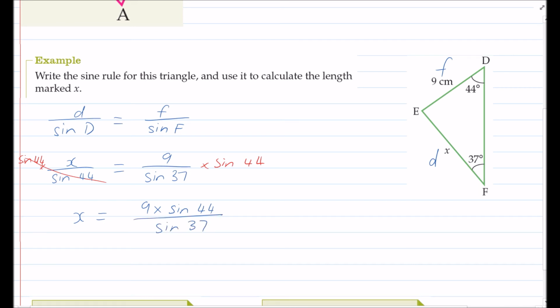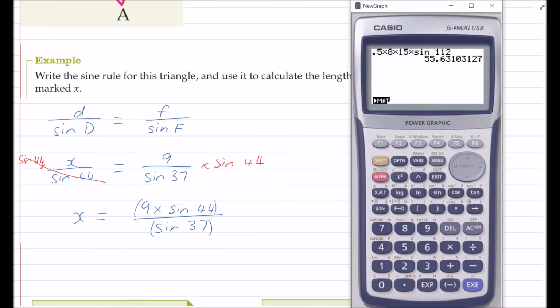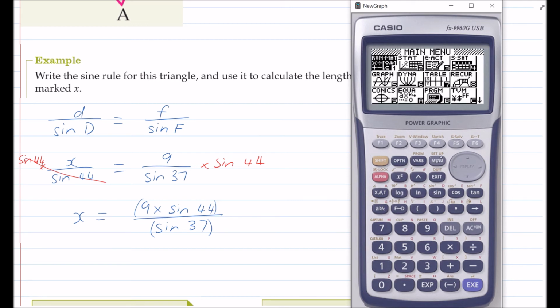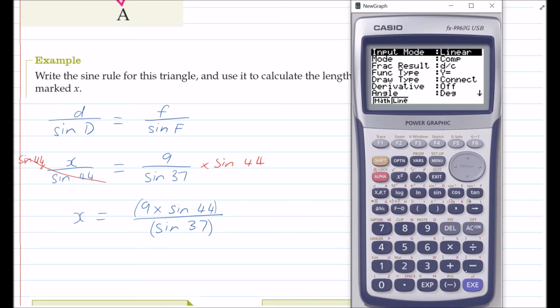Now for the purposes of our calculator, it would be useful to use brackets around top and bottom, but in your working that's actually not necessary. The main thing is that you have that in your calculator. Also, because we're working in degrees, make sure that your calculator is in degrees mode, which mine is.